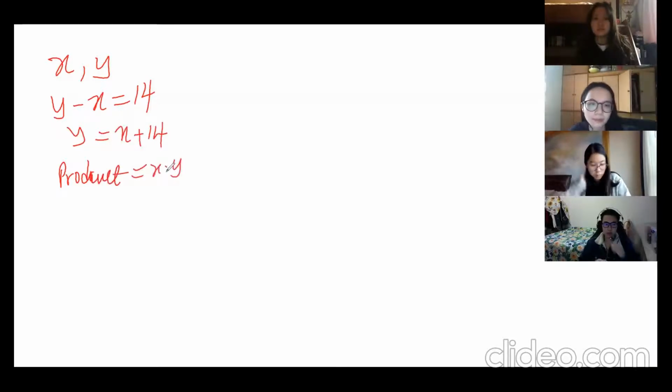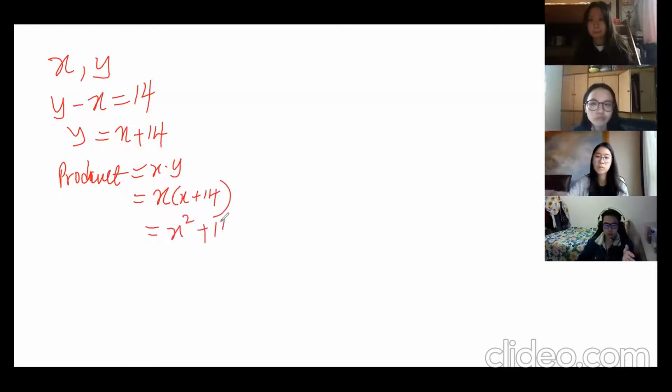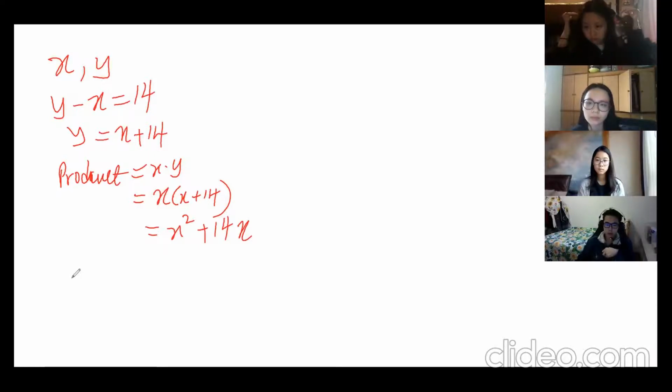So x times y equals x times bracket x plus 14. Good. And then x squared plus 14 times x. Okay. Good. This is making sense. And the minimum will be like, how to say, the function is negative b over 2a. Negative b over 2a. Okay, so you're using that.